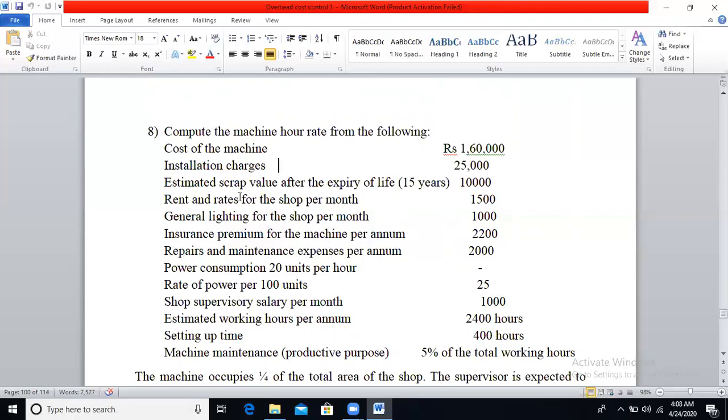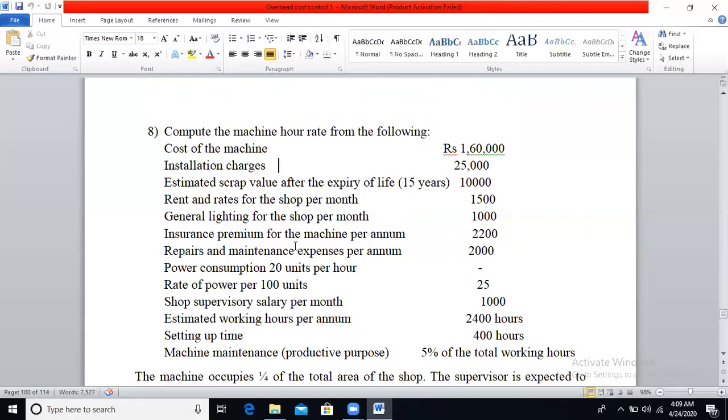Rent and rates will be the same. It will not vary with the use of the machine. So it is a standing charge. General lighting will not vary with the use of the machine. So it is a standing charge. Insurance premium will be the same, will not vary or change with the use of the machine. So it is a standing charge.